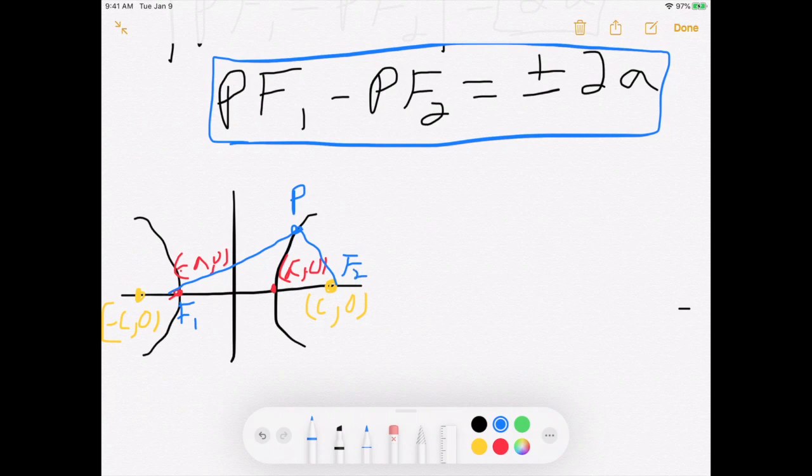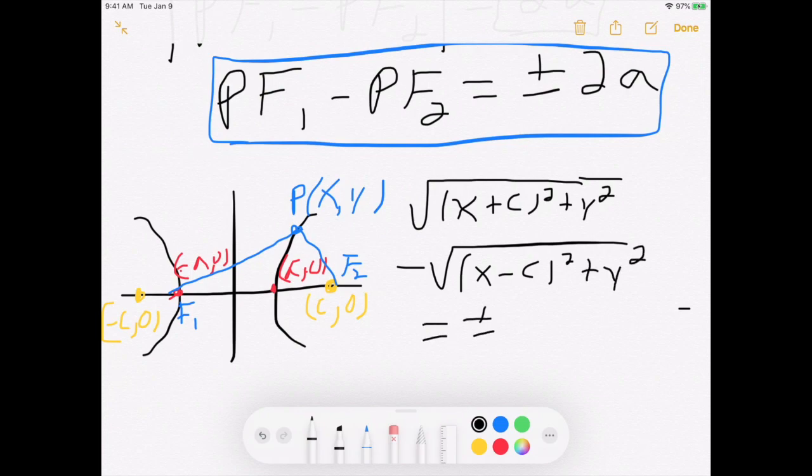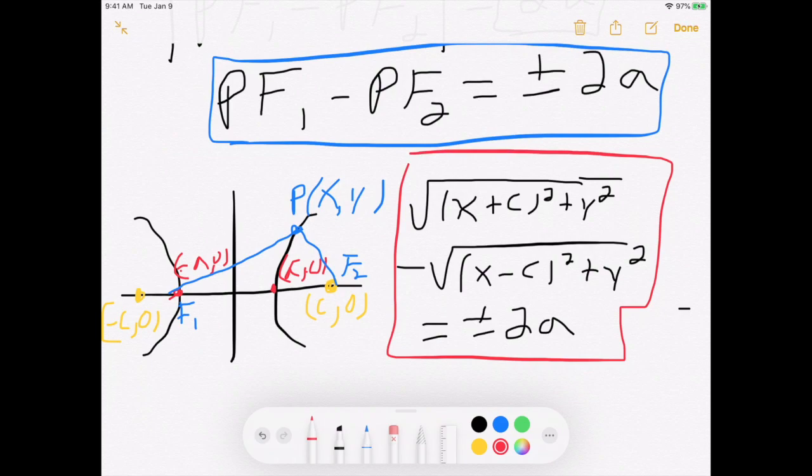should be constant. So again, I'm going to use the distance formula. So if this point is some point (x, y), we know that the distance from the point to focus 1 would be the square root of (x minus negative c) squared, so (x plus c) squared plus y squared, minus the distance from the point to focus 2, so that would be the square root of (x minus c) squared plus (y minus 0) squared, is going to equal our plus or minus 2a. So this is the formula we're going to spend some time simplifying.